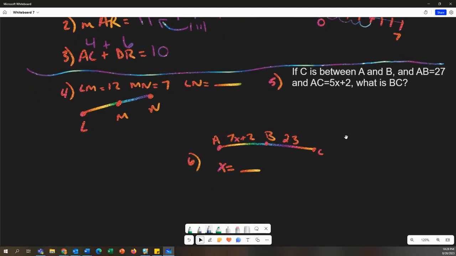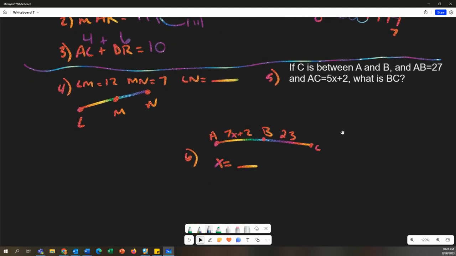Now let's look at these down here where it's still a line segment, but it's not a number line anymore. So number 4, we have LM is 12. The biggest thing that I would say with these is draw a line segment, label it, label it, label it. So LM is 12, MN is 7, and it wants the whole thing. So remember, we have small plus small equals whole. Small 12 plus small 7 equals the whole. 12 plus 7 is 19. So there's your whole.